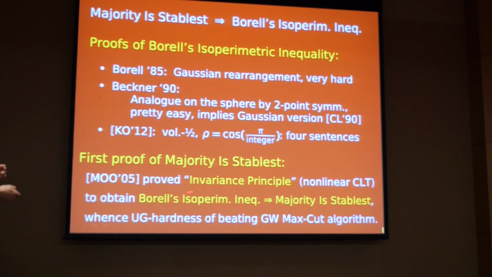Okay, so in some sense that ends the story of how to prove Majority Is Stablest, but I want to go on because I'll get to talk about a different proof of Majority Is Stablest this way. So let me actually go back to the 5 or so different proofs of the Gaussian statement, the Borell isoperimetric inequality.